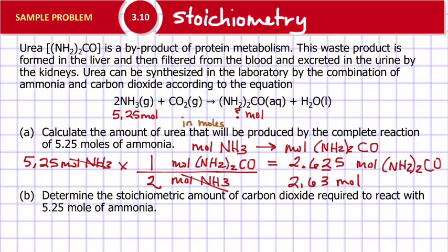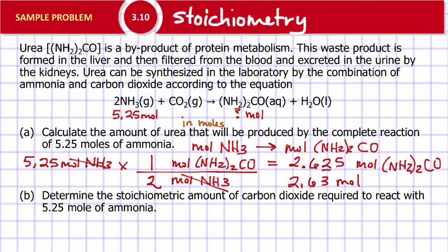These numbers are exact numbers because they come from 2 molecules of ammonia reacting with 1 molecule of CO2 to produce 1 molecule of this and 1 molecule of that. It goes down to individual particles interacting, and those are exact numbers. Any questions?